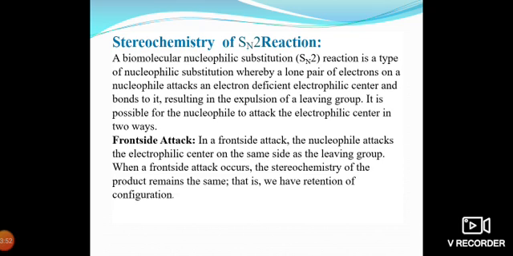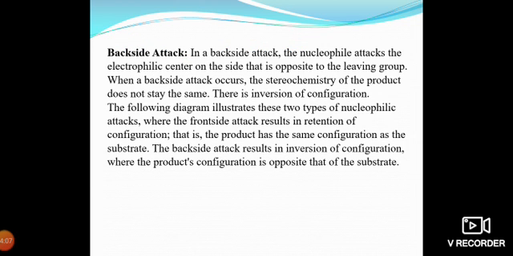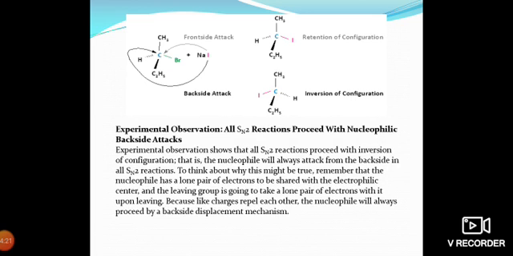Front side attack: the nucleophile attacks the electrophilic center on the same side as the leaving group. When front side attack occurs, the stereochemistry of the product remains the same. Retention of configuration takes place. Whereas when the leaving group leaves and the nucleophile attacks from the back side, inversion of configuration takes place. Generally in SN2 reactions, inversion of configuration takes place.